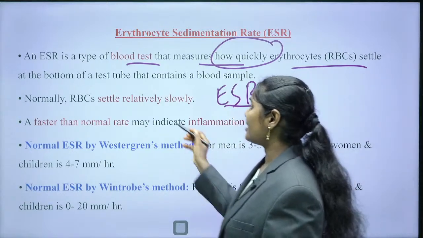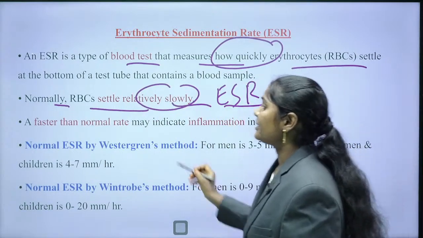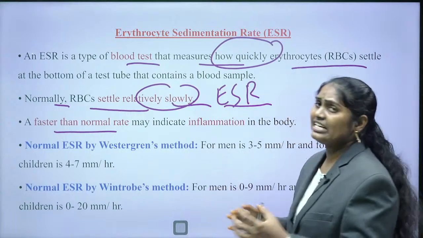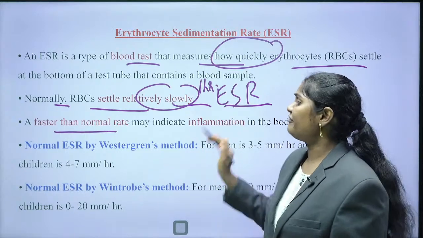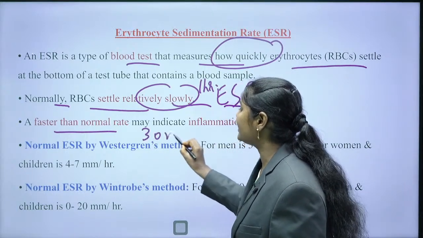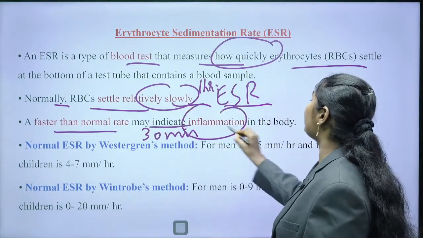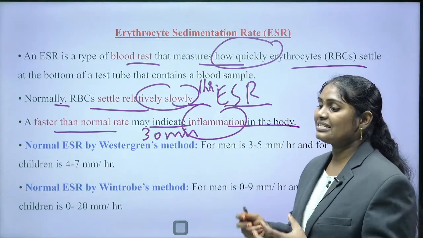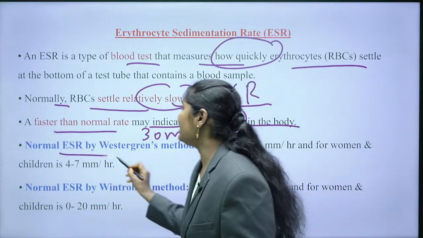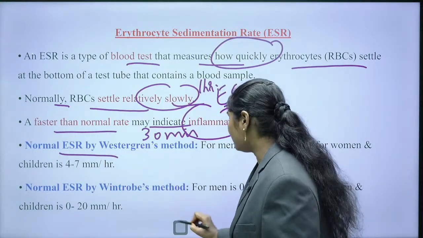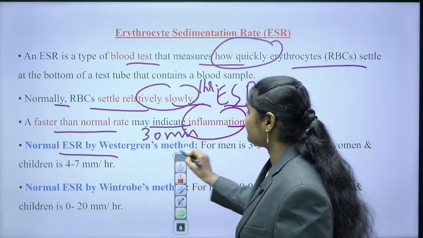ESR. Normally RBCs settle slowly; normally it takes 1 hour. For example, if a person's blood settles in 30 minutes, that means he is having some problem, especially inflammations or allergic reactions in his body. These two points are so important, so try to remember them.